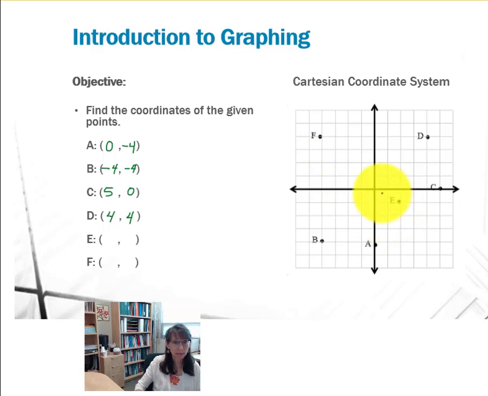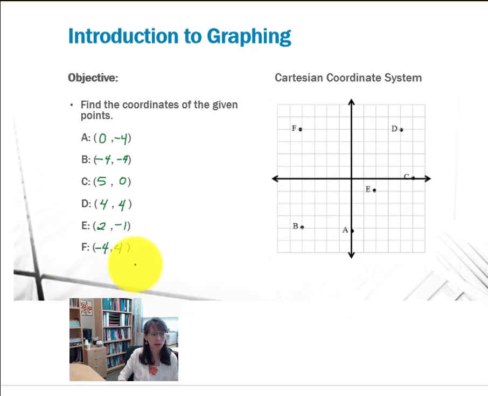Point E, I'm going 2 units to the right, 1 unit down. So 2 units for X, down 1 for Y. And finally, our last point, looks like we need to go left. So 1, 2, 3, 4 units left, 1, 2, 3, 4 units up. So negative 4 for the X value, positive 4 for the Y value.